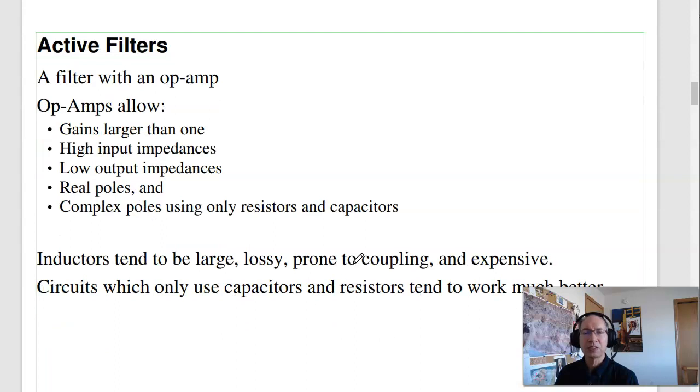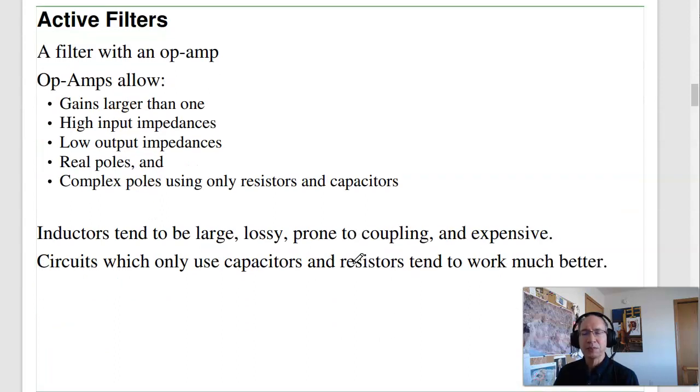So that's filter analysis. Again, you just plug in s equals j omega and you have it. Filter design is a little bit harder.